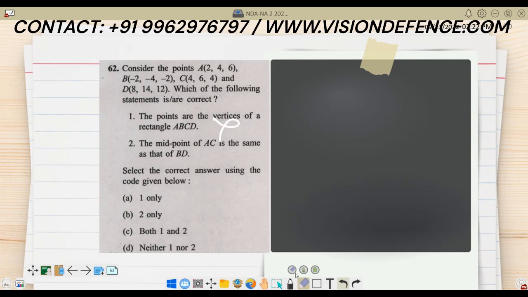Of course, we could have checked if the diagonals are equal. If the diagonals are equal, that also means this is a rectangle. So the midpoint of AC is the same as BD. So let's check the midpoint of AC.